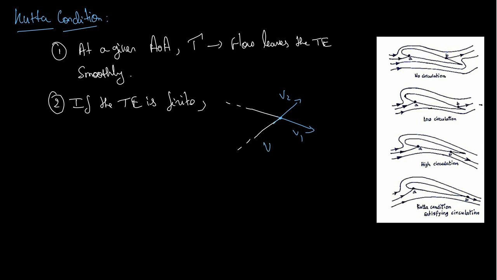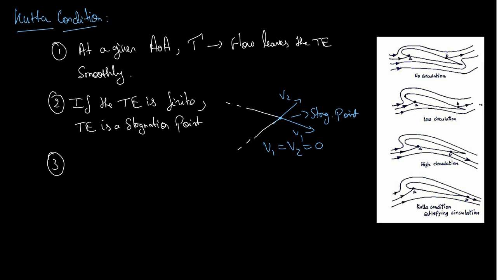I need to have V1 equals V2 equals 0, so that only then we can have a smooth flow out of the trailing edge, or else we'll have two different velocities with different directions at the same point, and that is not possible in reality. So when V1 and V2 become 0, this point becomes a stagnation point because the velocity is 0. So if the trailing edge is finite, then the trailing edge must be a stagnation point. That is the condition that this circulation needs to satisfy.